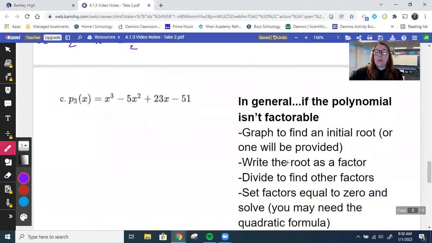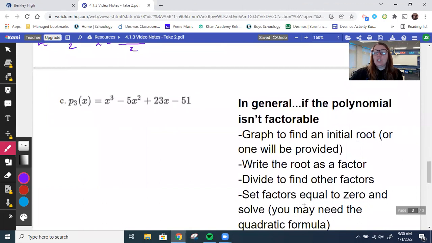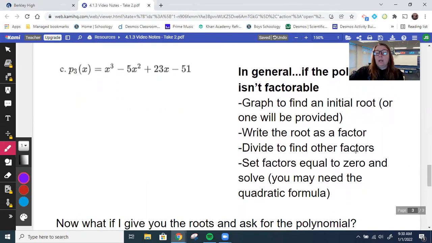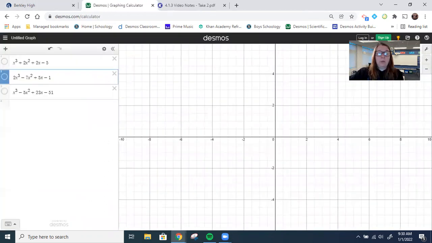All right, so we've got one more here. In general, if a polynomial is not factorable, you're going to graph to find an initial root or one will be provided, like on a test. You're going to write the root as a factor, divide to find other factors, and set the factors equal to 0 to solve. You may need to use the quadratic formula. Let's take a look at this one. This one I did make a little bit where we actually are going to have to go through that process.